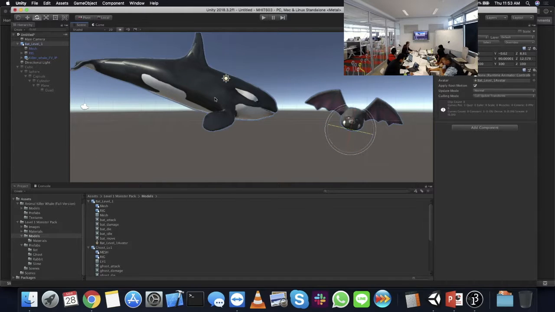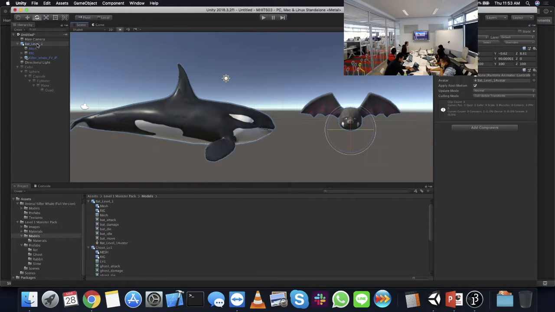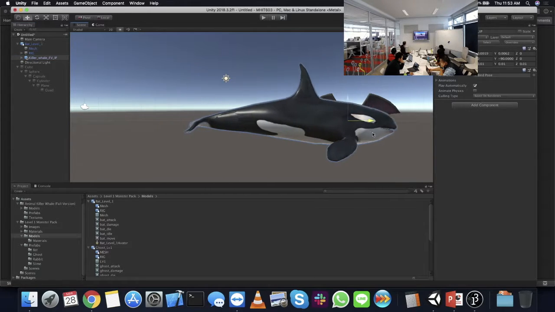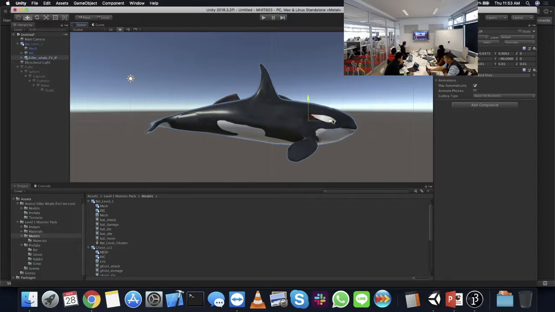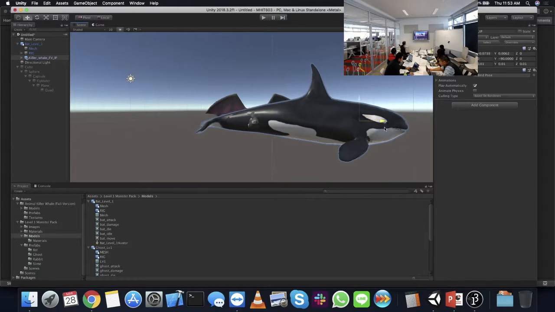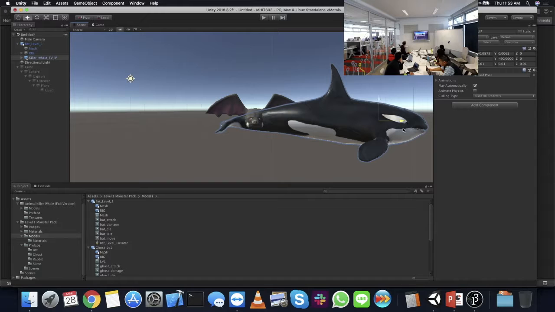But what if I did actually want to rotate the killer whale around some point on its body? Well, basically what we have to do is figure out the point of the body we want to rotate it around. So let's say we want to rotate it around this point just at the base of its tail. I actually have to shift my killer whale so that, assuming the bat is the origin, that point is now at the origin.